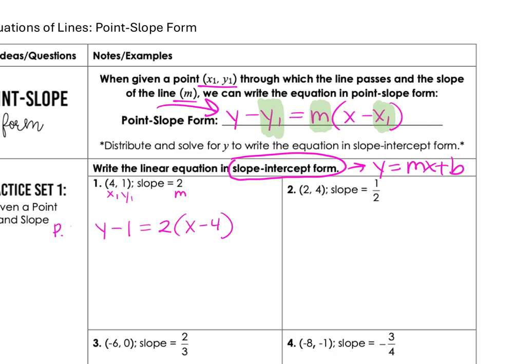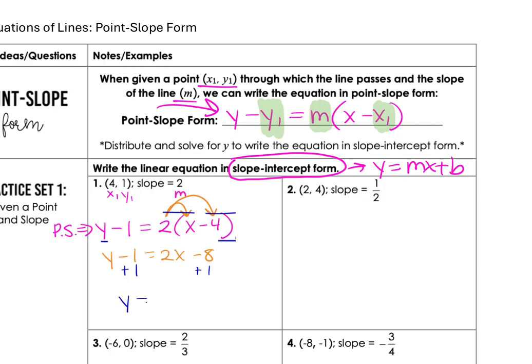If they said just leave it in point slope form, you'd be done. But they don't. They say put it into slope intercept form. How can you put something like this into slope intercept? We're going to start with distributing. So it'll be y minus 1 equals 2x minus 8. Then what? Add the 1.